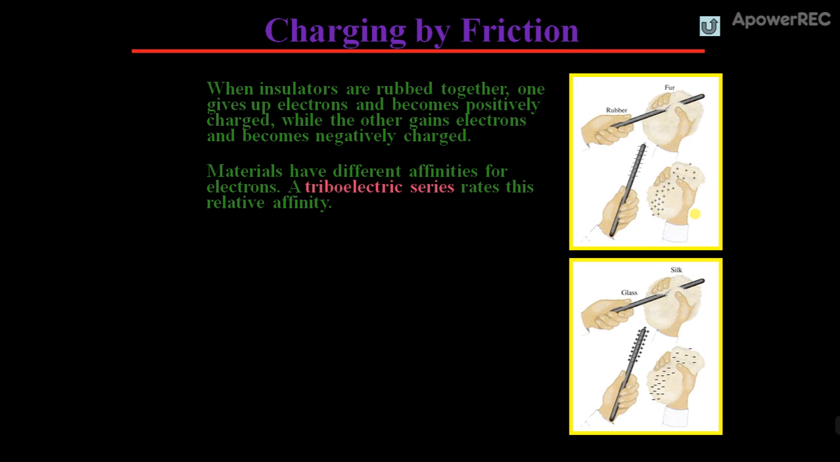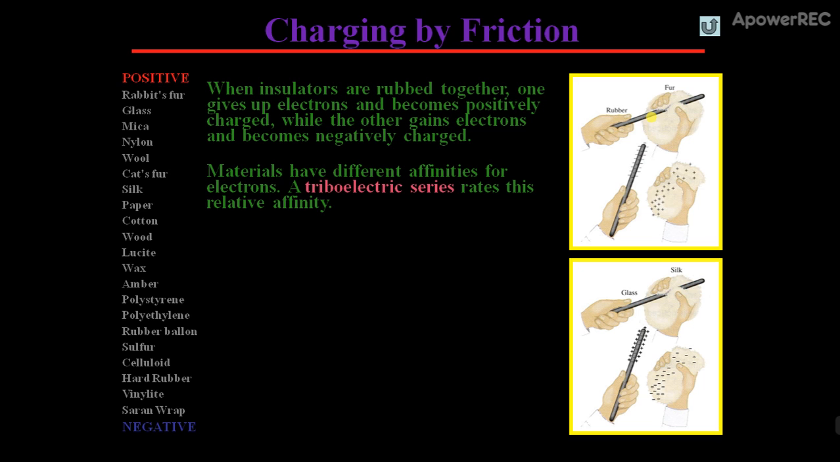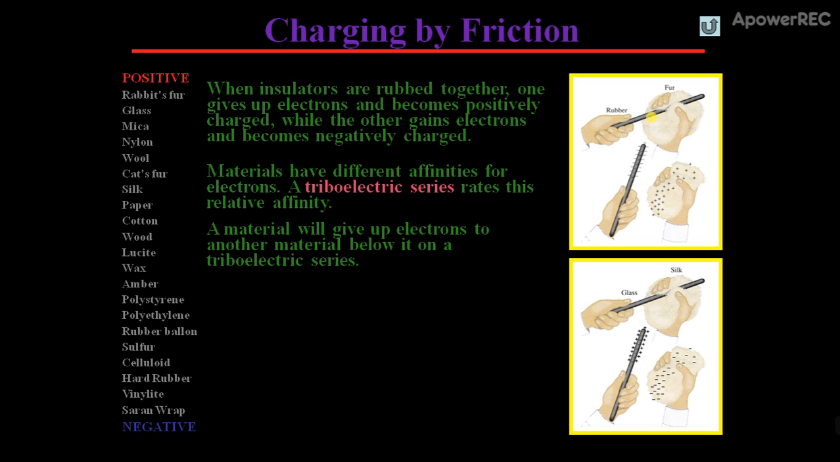And in the other way, the materials have different affinities for electrons. A triboelectric series writes this relative affinity, and a material will give up electrons to another material below it on the triboelectric series.